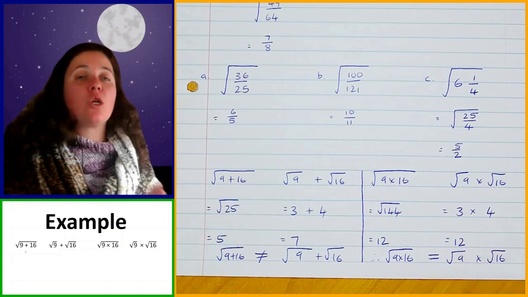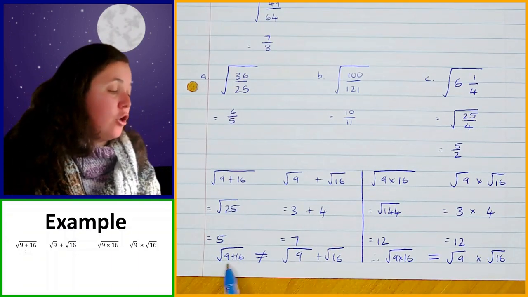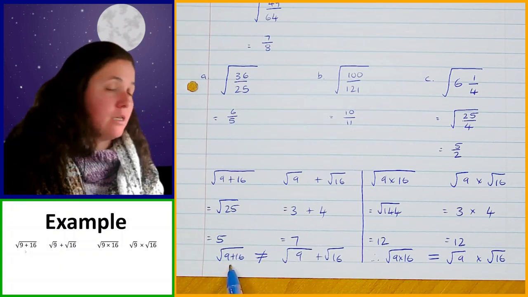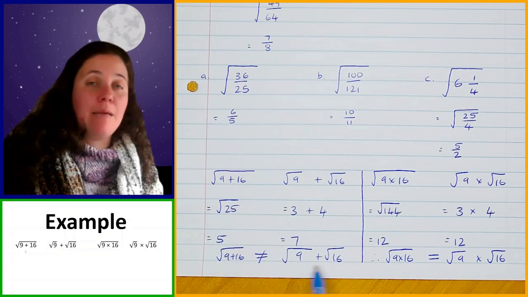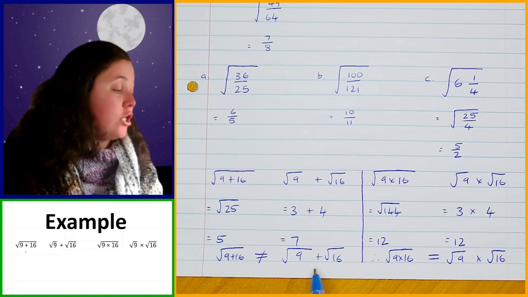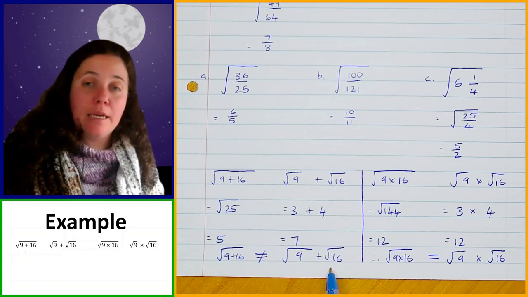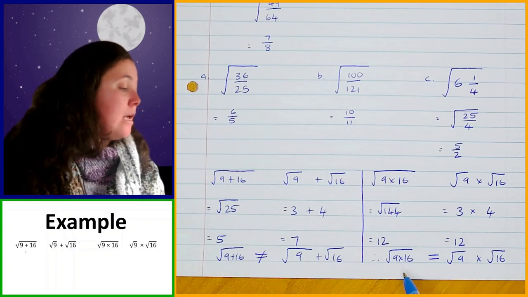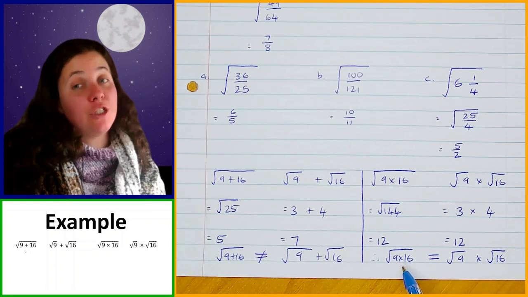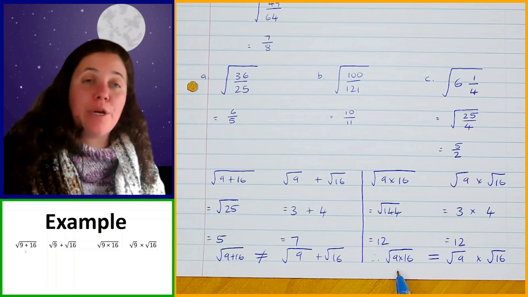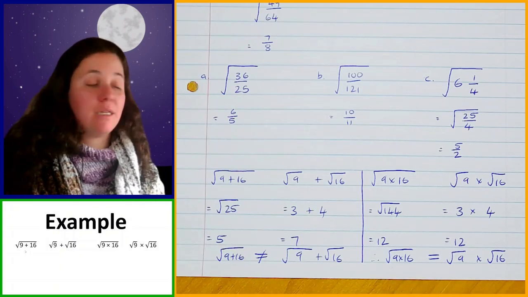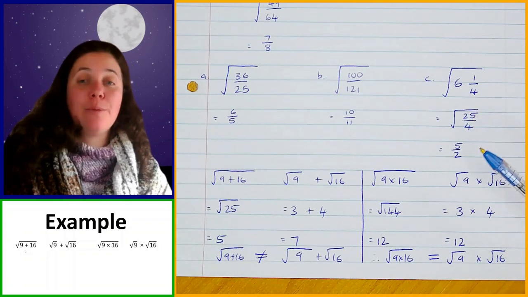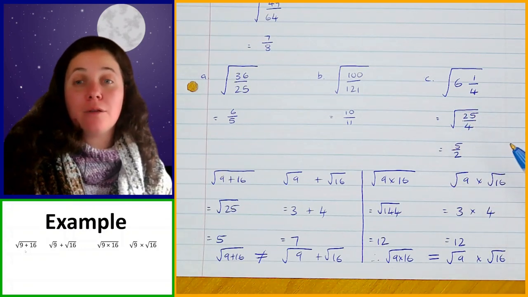So just like with squares, if I've got addition or subtraction inside, I have to simplify that first, okay? Because it's not the same as if I do it separately. So I can't square root the 9 and the 16 separately and expect to get the same answer as if I squared it after I added them. Whereas with multiplication and division, I can do it separately and I will get the same answer, which is why when we're doing our fractions, we can do the top and the bottom separately and that is correct, okay?